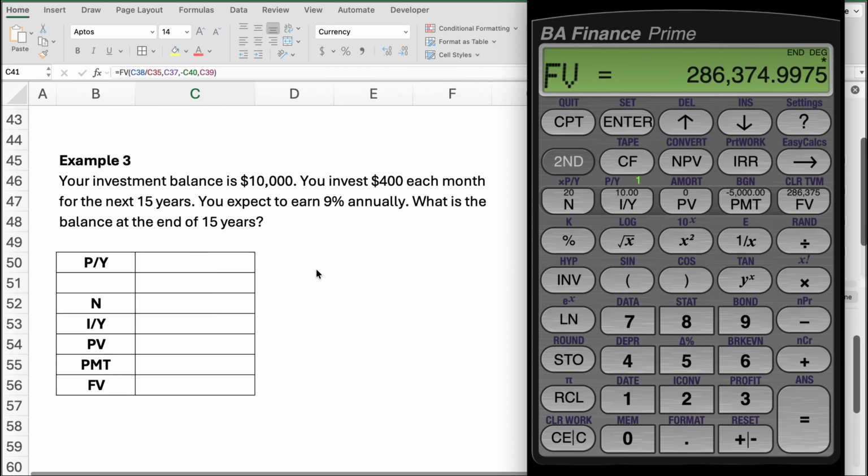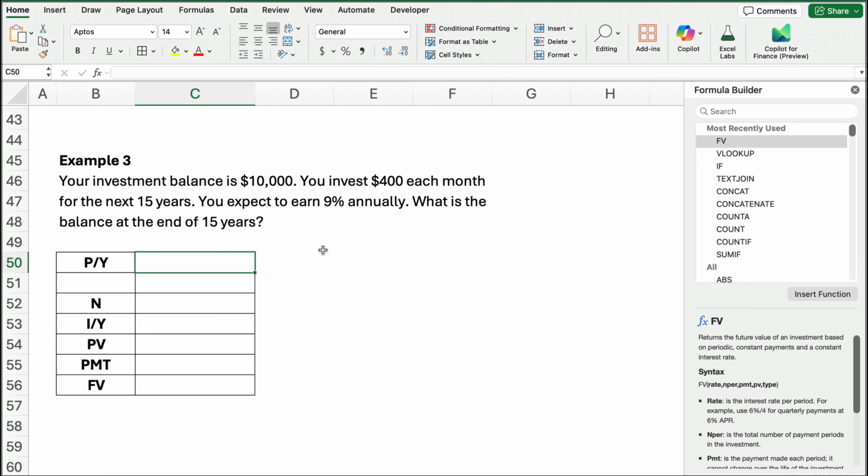All right, the next one down. Your investment balance is $10,000, and then you continue to invest $400 each month for the next 15 years, and you expect a return of 9% annually. What's the balance at the end of the 15 years? Well, this looks like it is a monthly problem. Now, how do we know this?